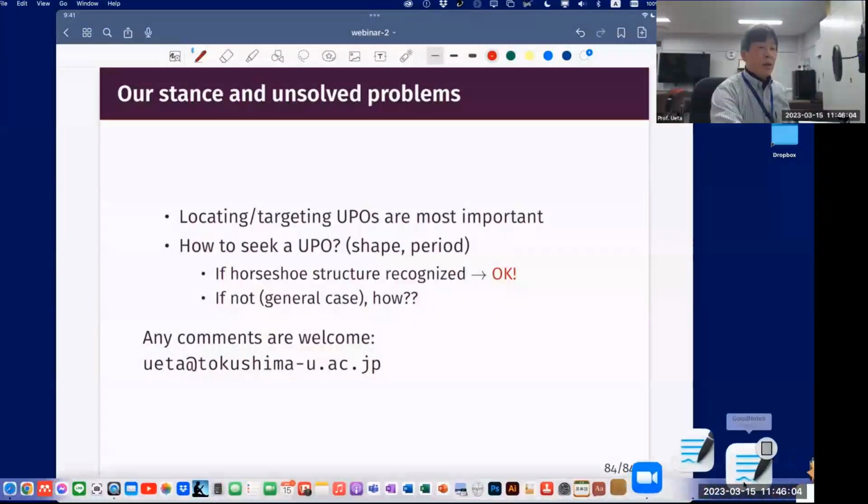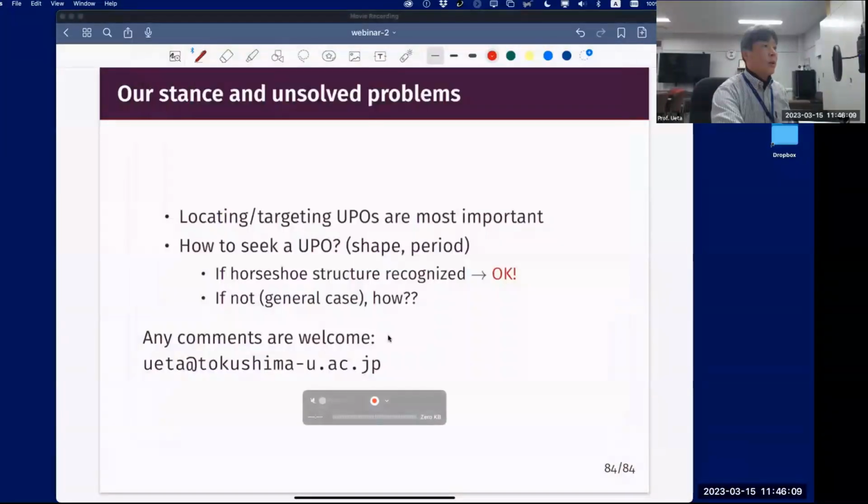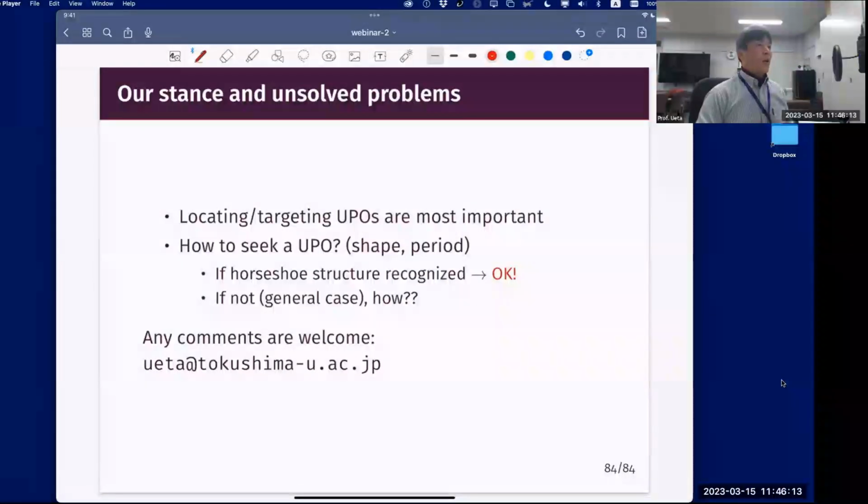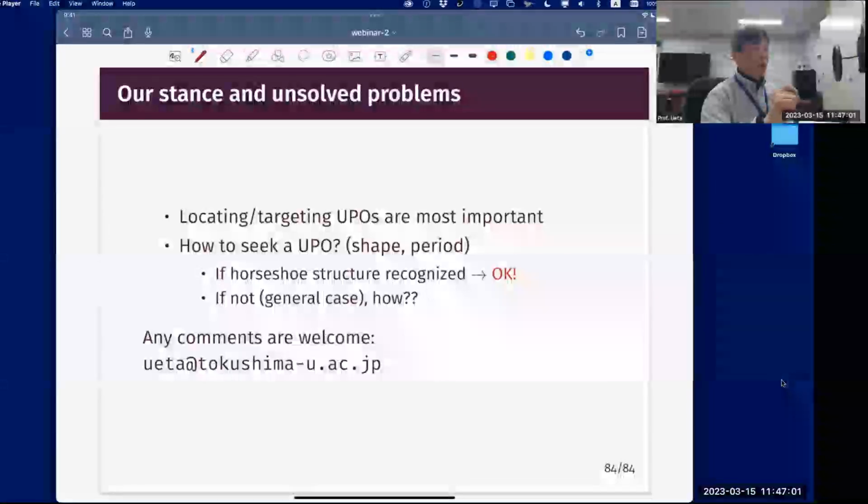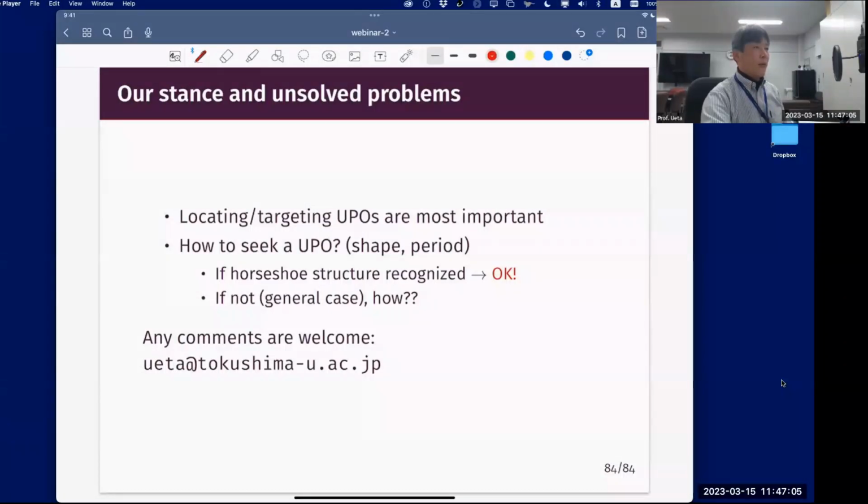Firstly, the problem of the conventional controlling case is targeting or locating the UPOs. Locating UPOs is very, very important, but basically unsolved. But if you find the horseshoe structure for a given dynamical system, you have specified mathematically existing UPOs inside of the horseshoe structure. We then realize the control stabilization for the given UPOs. And if you have a horseshoe structure, UPOs of any number of periods can be stabilized with this scheme.